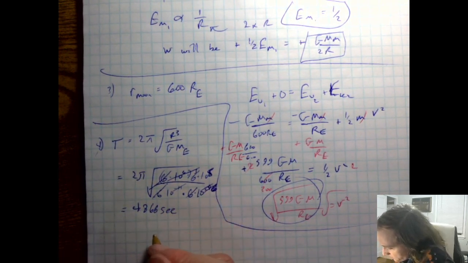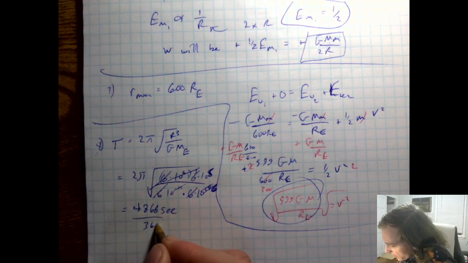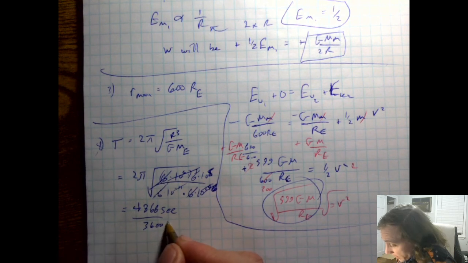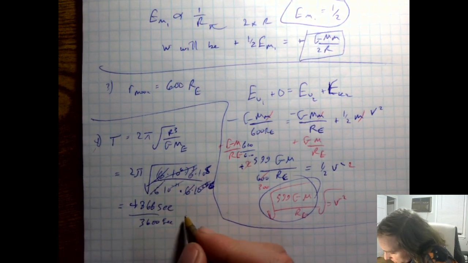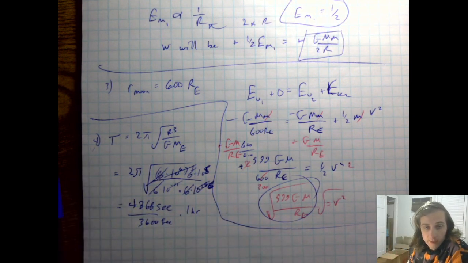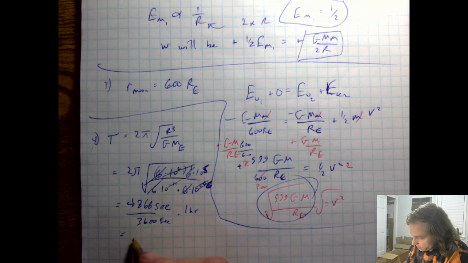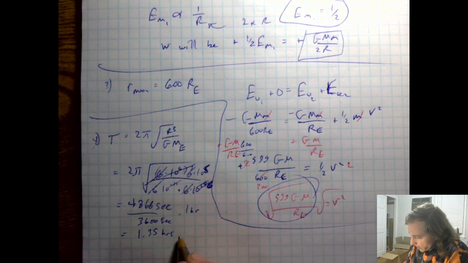4,866 seconds, which, if we want to convert that into something a little more useful, if we divide that by 3,600, that'll get us hours, because there's 3,600 seconds in 1 hour. Our period to get us all the way from one part of the Earth to the other is 1.35 hours.